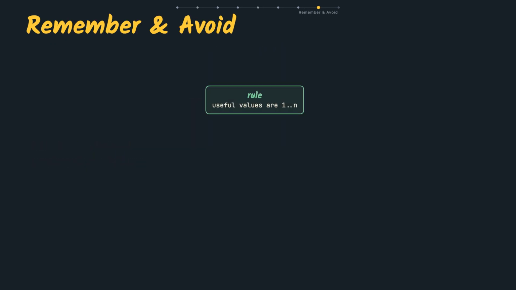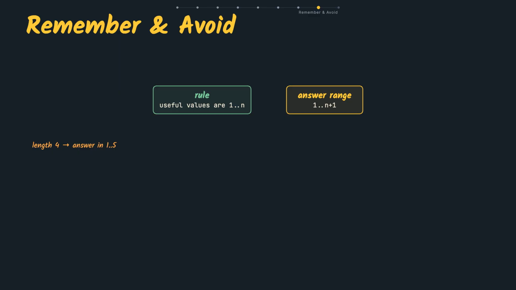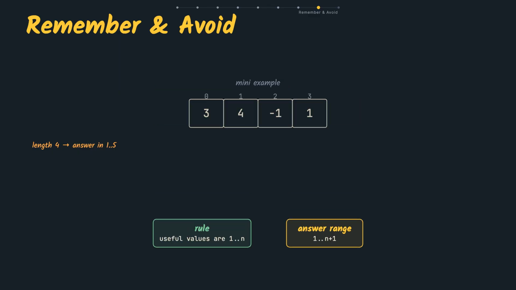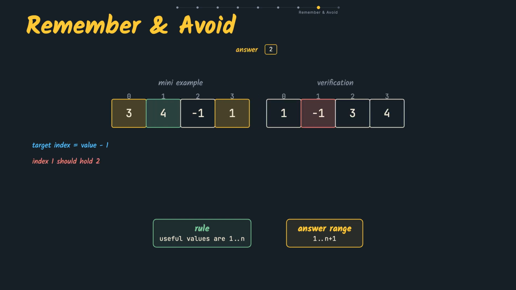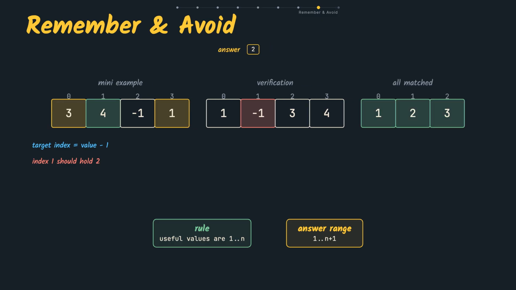Quick recap. Only values between 1 and length inclusive matter, because the answer cannot skip past length + 1. We place each useful value into its home slot, value - 1, and keep swapping until the current slot settles. Then we scan for the first mismatch. If index 1 does not hold 2, then 2 is missing. And if every slot matches, then all 1 through length are present, so the answer is length + 1.